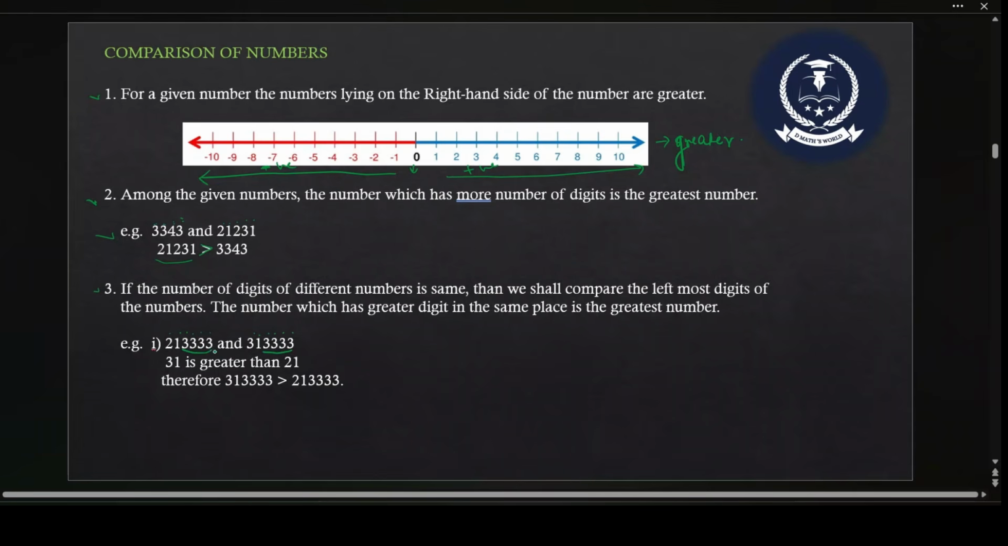Okay. The first digits are the same. But in the next one, at the last moment, it will convert to 21 and then 31, meaning 31 is greater than 21. So we will directly write it down: 3 lakh 13,333 is greater than 2 lakh 13,333. Okay. So it's enough for today.